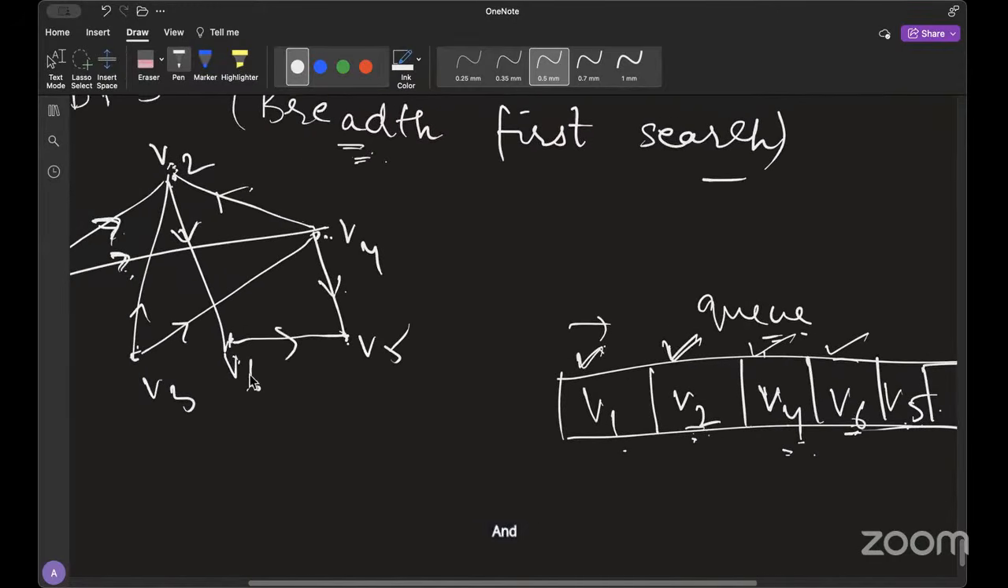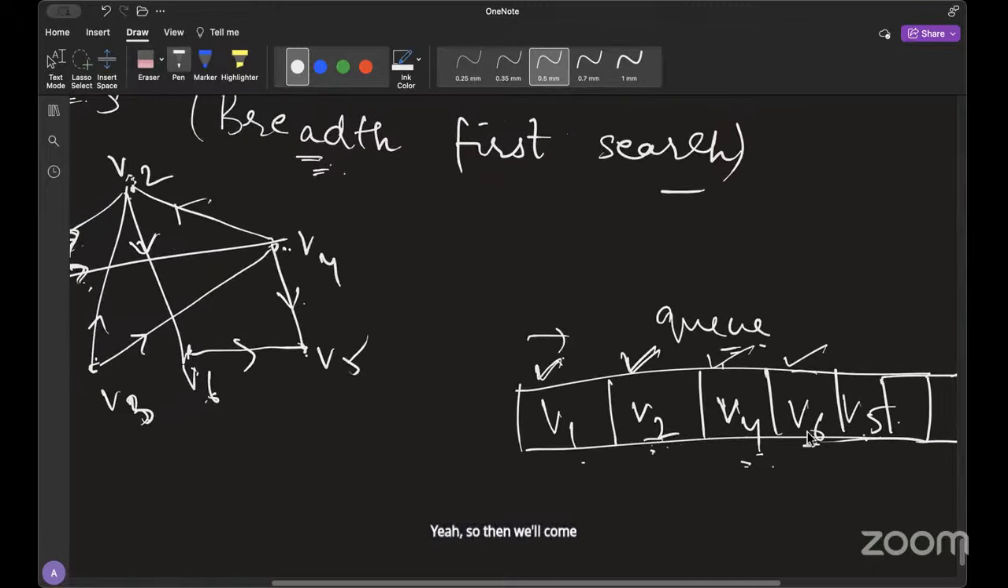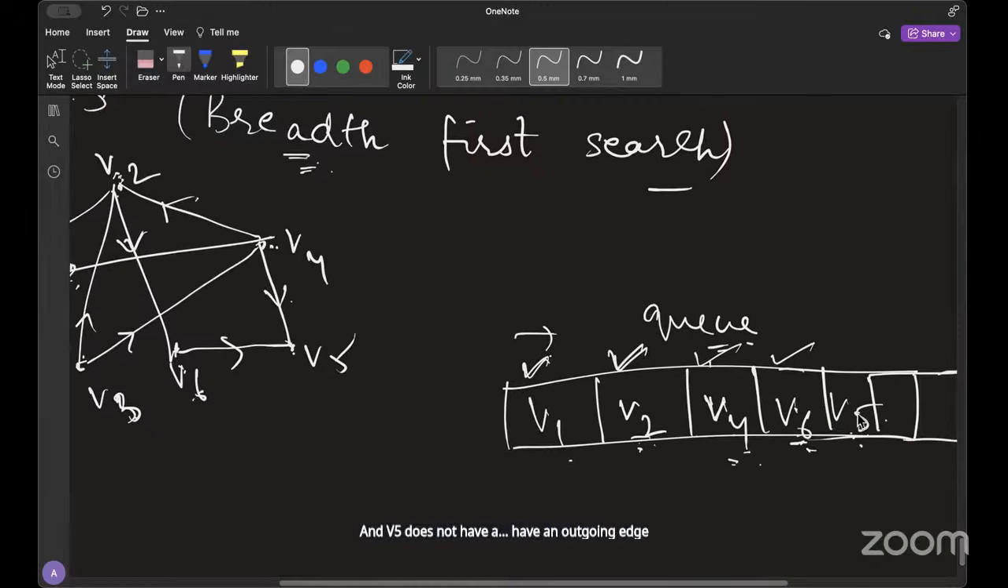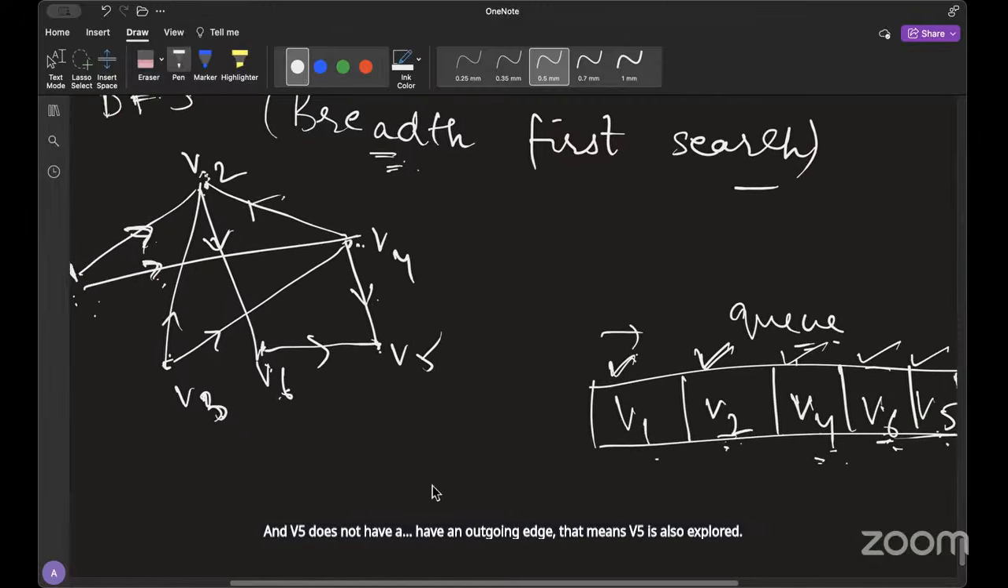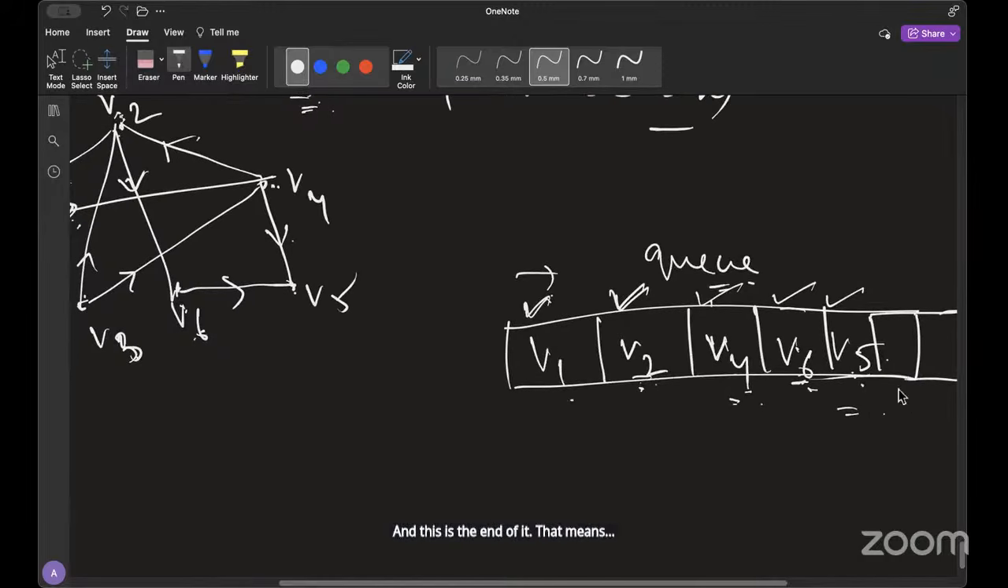V5 explored. So we'll come to V5 next. This one is done. Next in the queue is V5, and V5 does not have an outgoing edge. That means V5 is also explored, and this is the end of it. That means these are the reachable vertices.